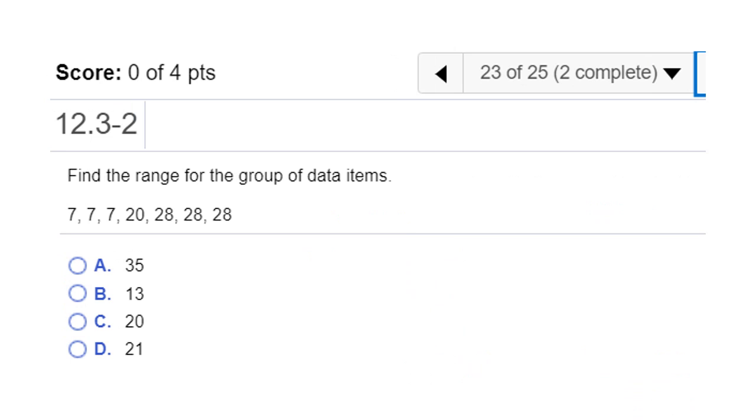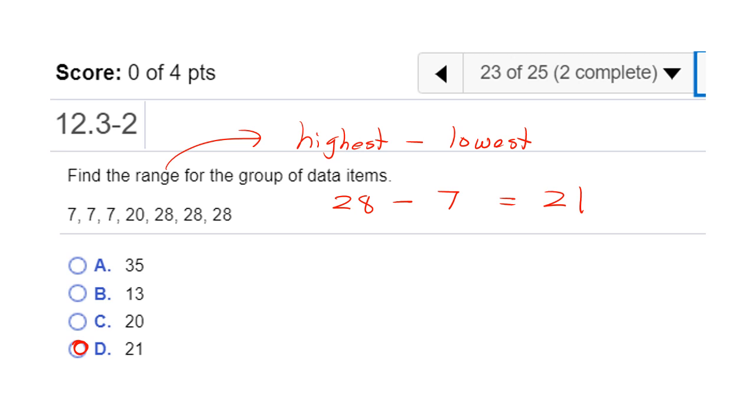In question 23, I want to find the range of this group of values. The range is going to be the highest value minus the lowest or the least value. The highest number is 28, the lowest number is 7, so the range of values would be 21.